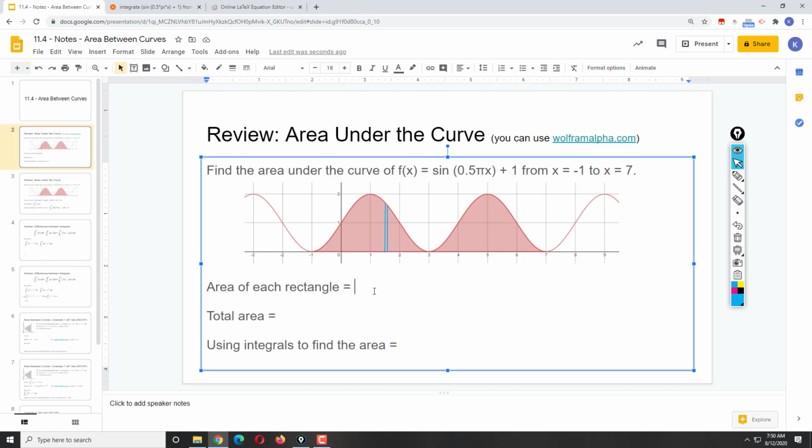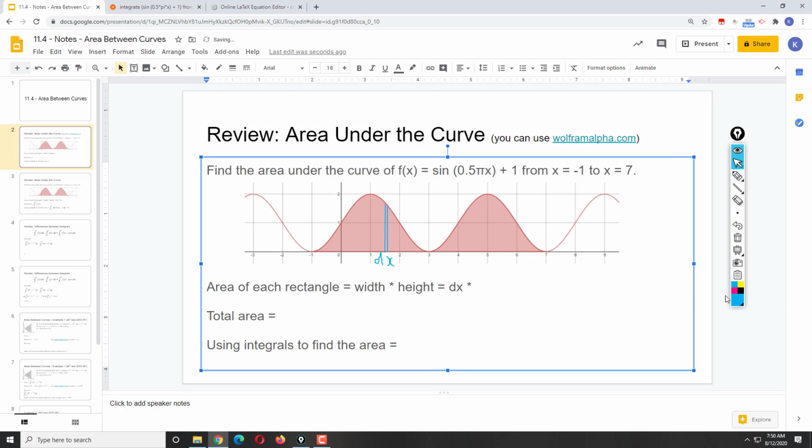We know that for a rectangle, the area is length times width, or in this case, width times height, where the width is going to be delta x, except that we're not going to use delta here, we're just going to use dx, because we're going to take the limit as delta x becomes infinitesimally small. It's very, very small. So the width is dx.